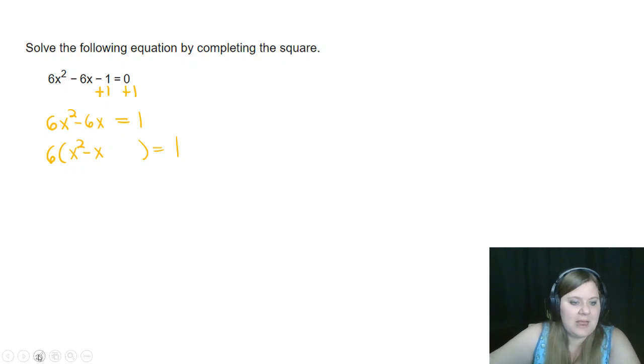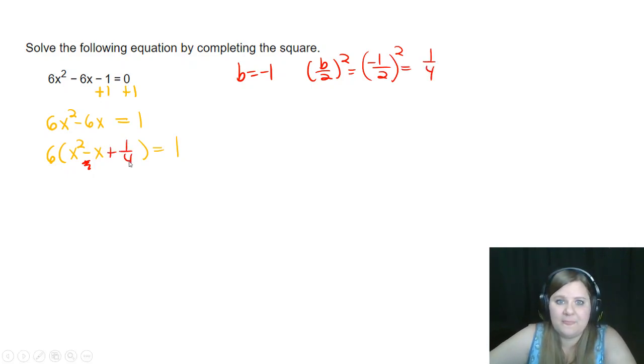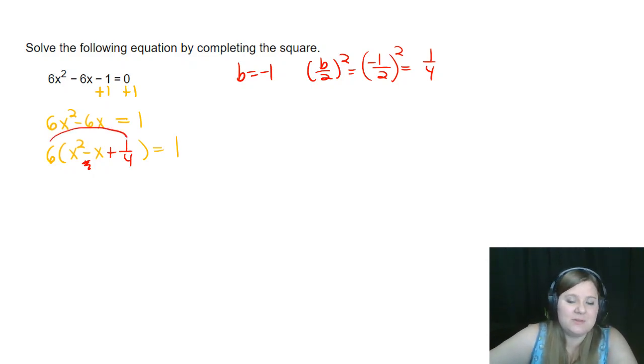Now my b is negative 1. So b divided by 2 squared equals negative 1/2 squared equals 1/4. And that's what I'm adding inside here. The trick is if I'm adding 1/4 inside the parentheses, I have to distribute the 6 to it to figure out what I add to the other side. 6 times 1/4 is 6/4, which is also known as 3/2.